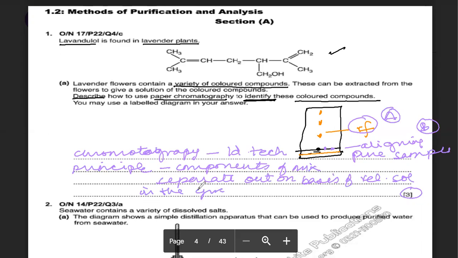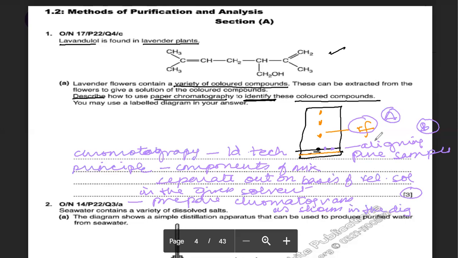Then next line you will say that we will prepare the chromatogram as given in the diagram. We will prepare the chromatogram as shown in the diagram.